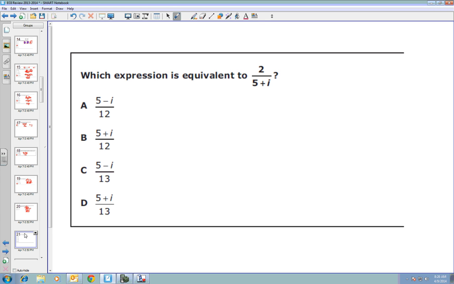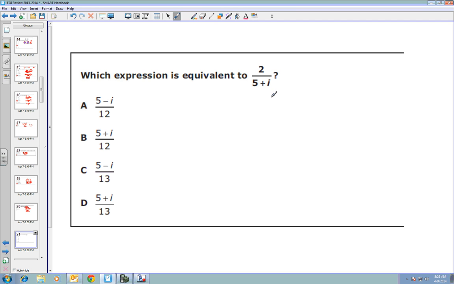All right, next one. Which expression is equivalent to 2 over 5 plus I? So is this a calculator problem? It's not. Let me tell you how you can tell when you have I's if it's a calculator problem or not. If you're adding, subtracting, or multiplying, you can put those in your calculator. If it's like this one, division, or simplify this expression, those you can't. So only addition, subtraction, multiplication.